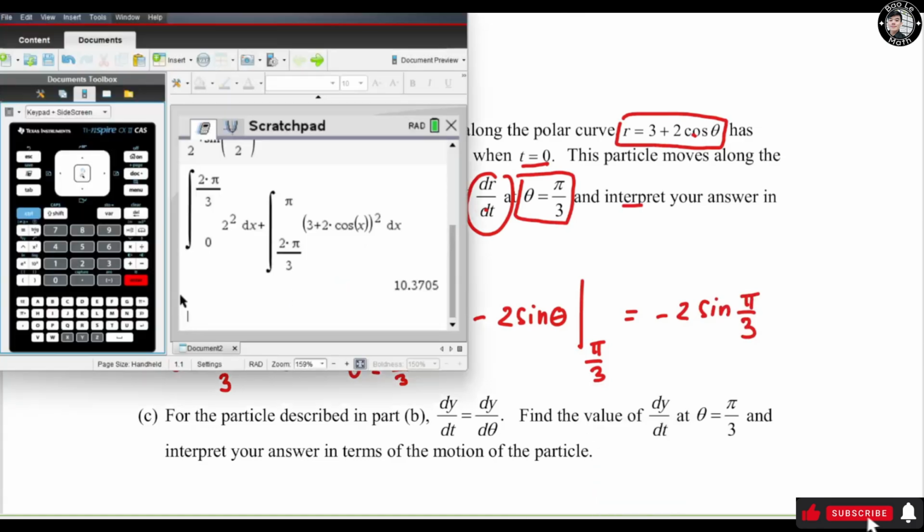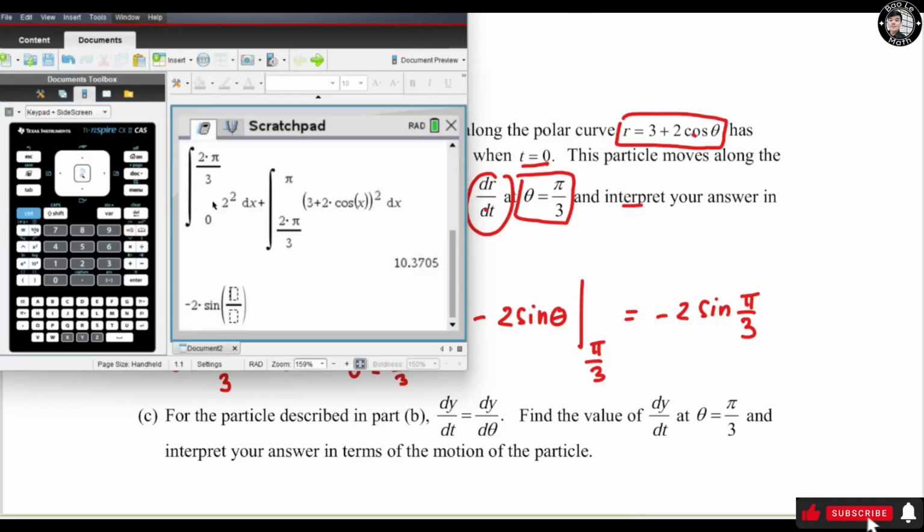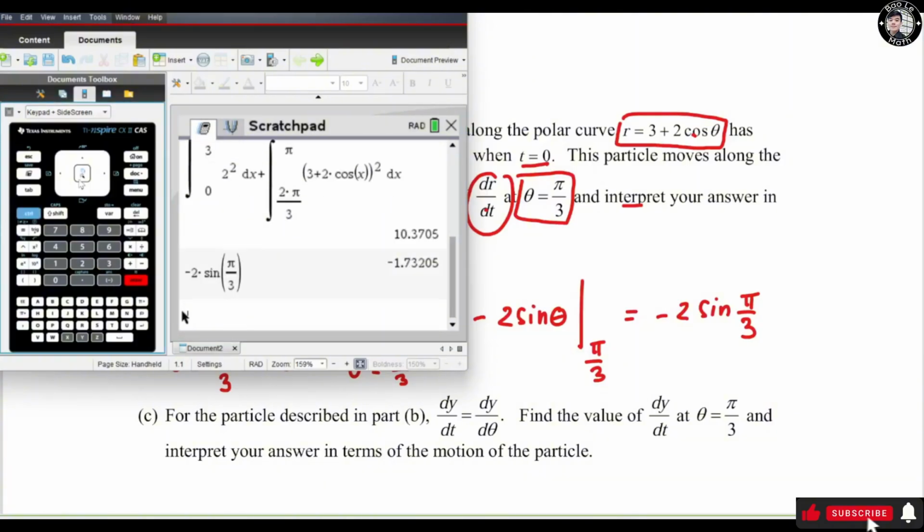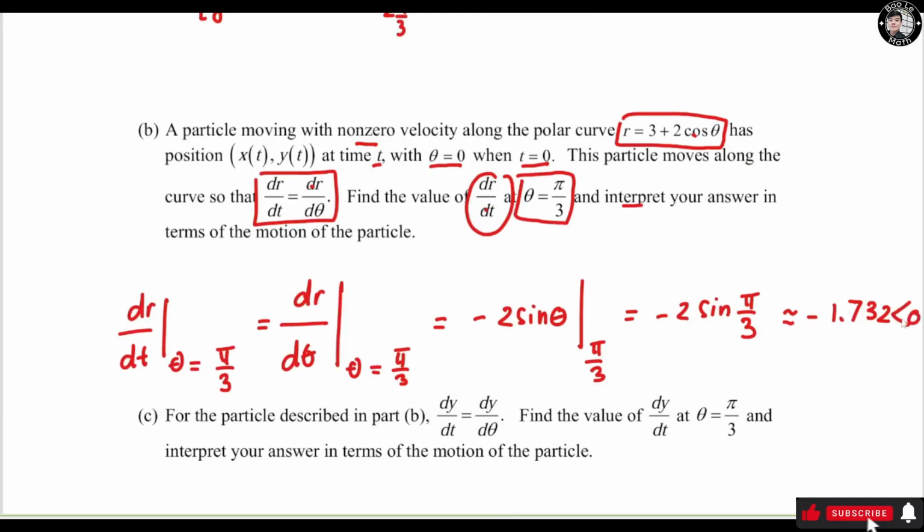We're going to pull up the calculator. So we have negative 2 times sine of pi over 3. And then you press Control Enter. It's going to be negative 1.732. Observe that this one is less than 0. It tells us that the function r of theta is decreasing. So what does it mean? It means the particle is moving closer to the origin.